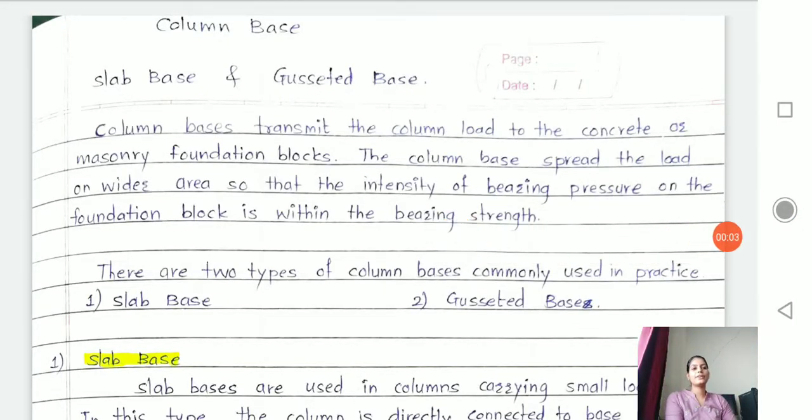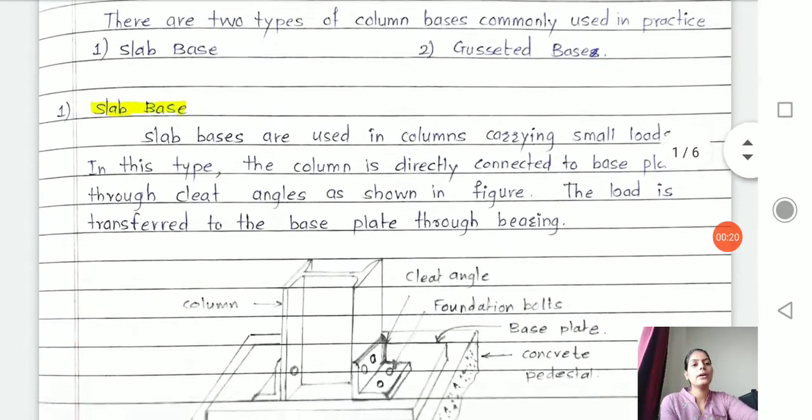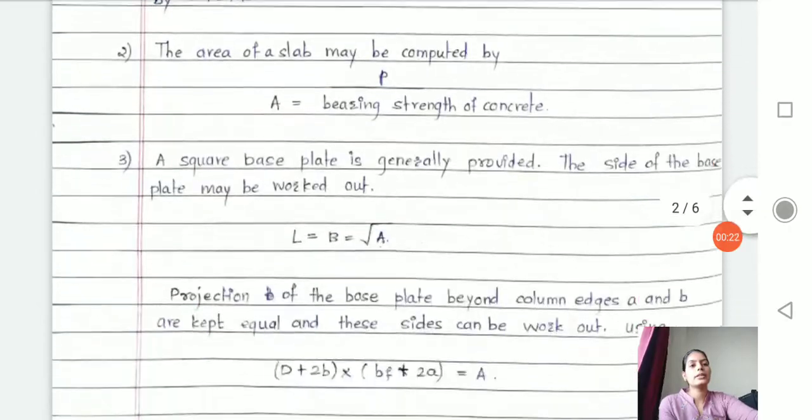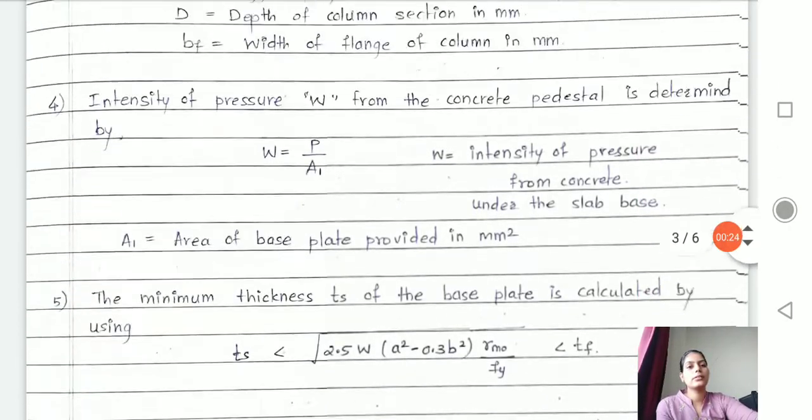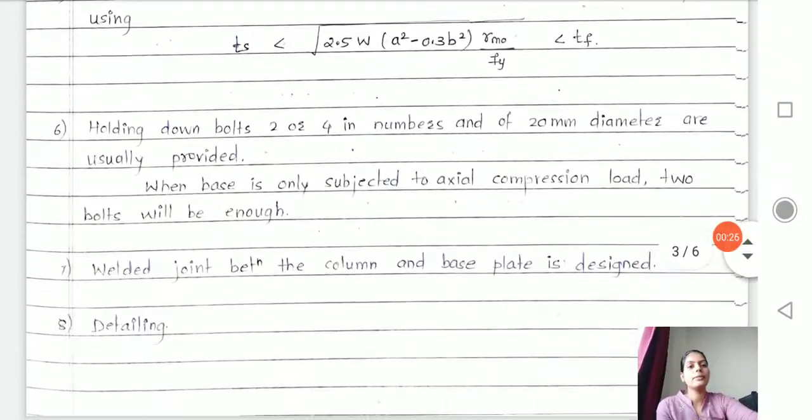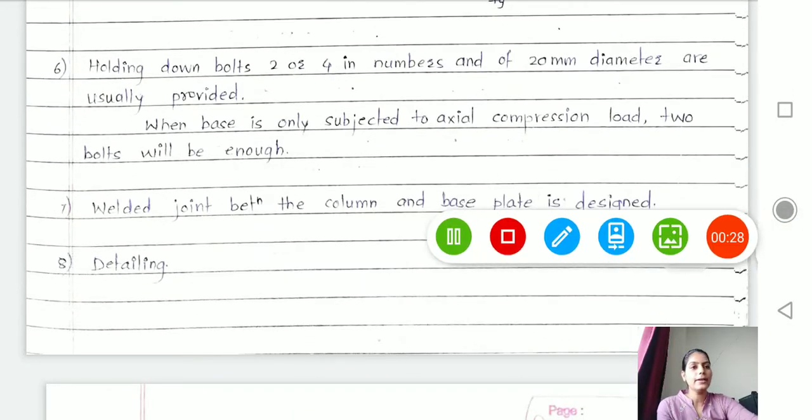Hello students, in the last session we discussed what a column base is and went through the basic steps required to design the column base. The type we chose was the slab base, and we understood the different types there. Now we will one more time look into the last part.